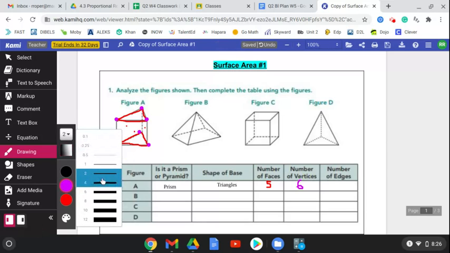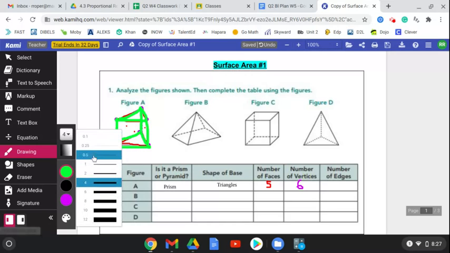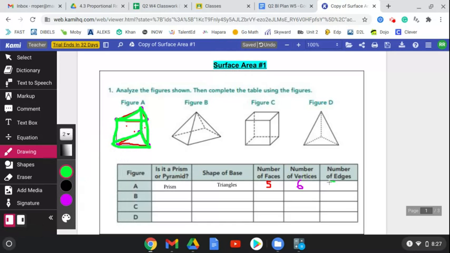And then edges. Edges are where the faces meet. So we have 1, 2, 3 edges, 4, 5, 6, and then 7, 8, and 9. Okay, so there are 9 edges in figure A. All right, let's look at figure B.